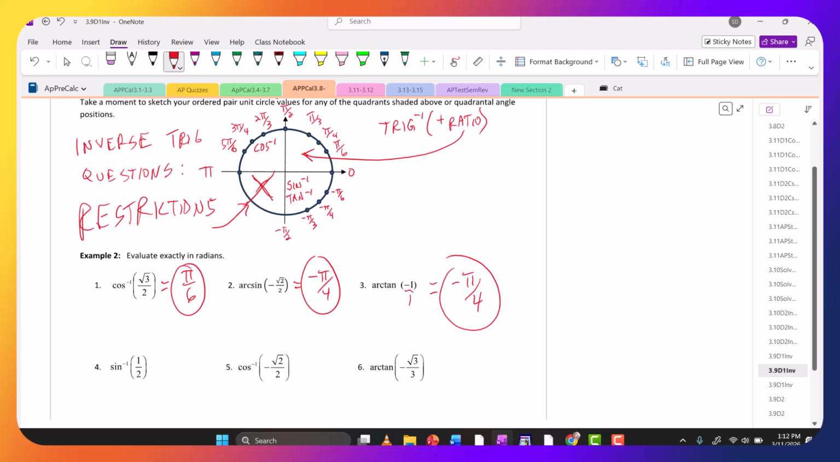I don't know how else to tell you the unit circle. We're beyond you right now. You got to know these ratios. All right, what's the reference angle for sine equaling 1/2? It's pi over 6. We've said that a million times.